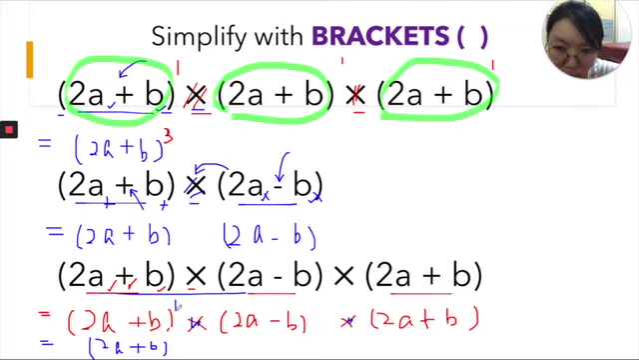2A plus B, repeating 1 time, repeating 2 times. 2A plus B, square. And then next, times is taken out, so I can put brackets here. 2A minus B. Repeating how many times? Only 1 time, so I'll leave it as it is. So the answer is 2A plus B squared times 2A minus B with brackets in between.